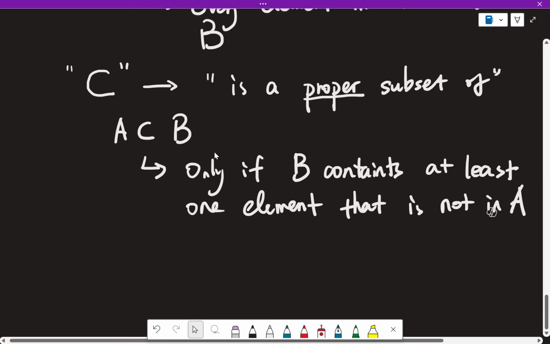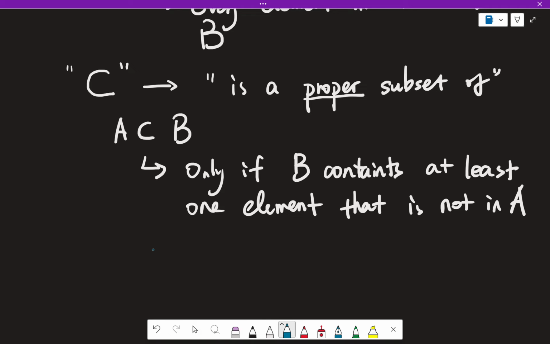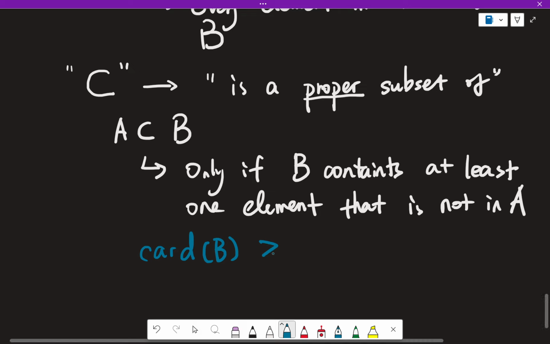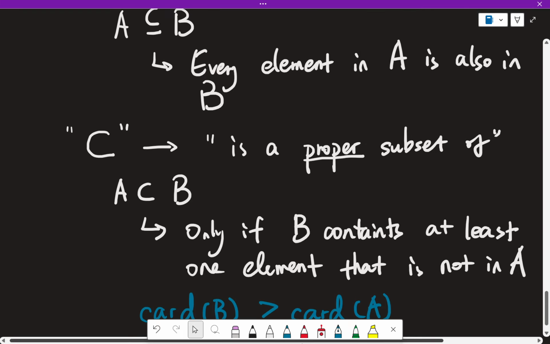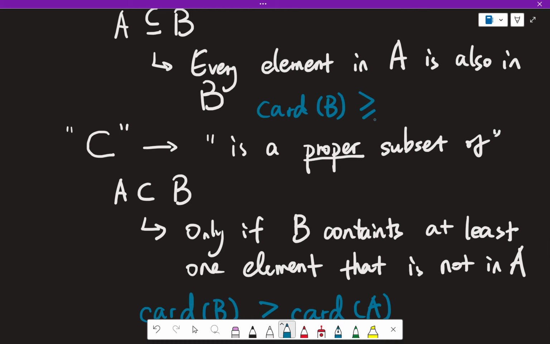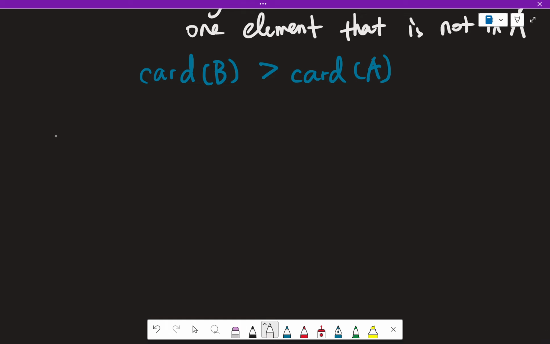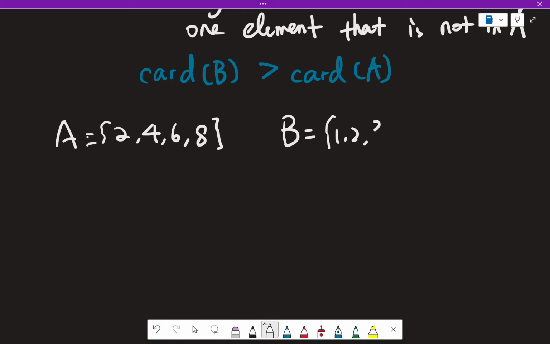What does this mean? This means that the cardinality of B, the amount of elements in B, is greater than the cardinality of A, the amount of elements contained in A. But for a subset, the cardinality of the bigger set could potentially be equal to that of subset A. So for example, if I have two sets, set A equals 2, 4, 6, 8, and set B equals 1, 2, 3, 4, 5, 6, 7, 8, 9.